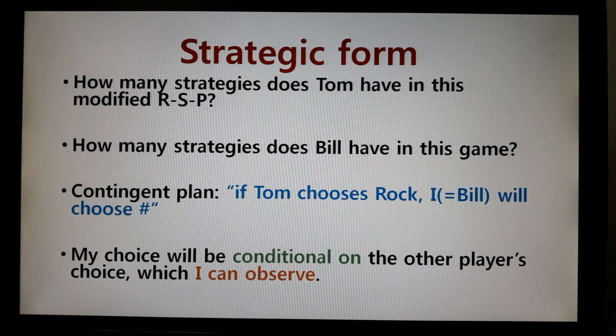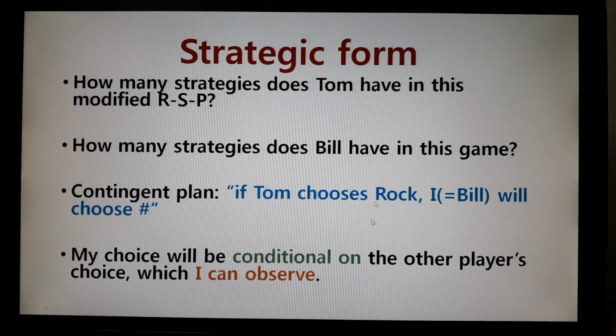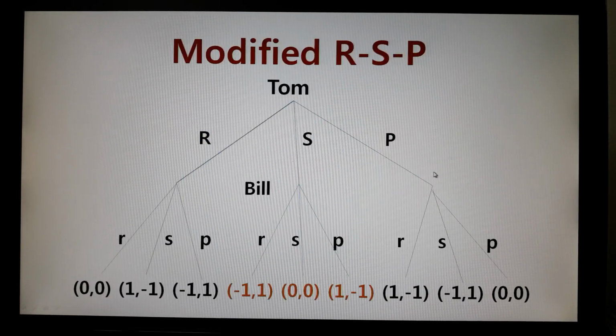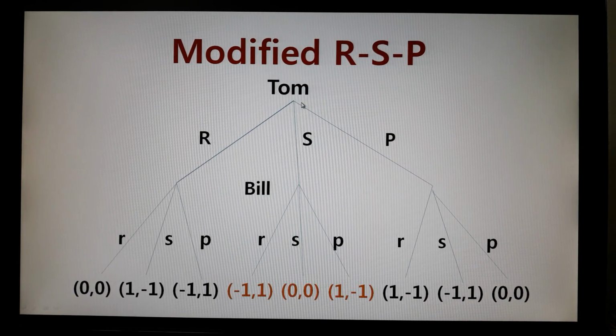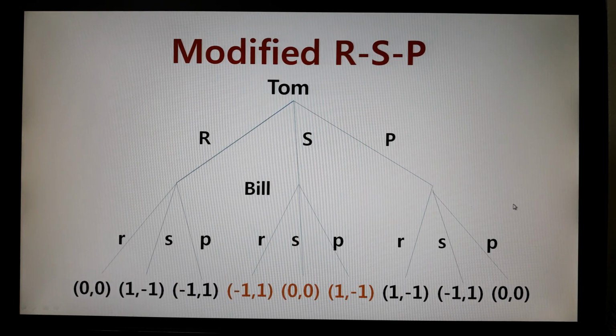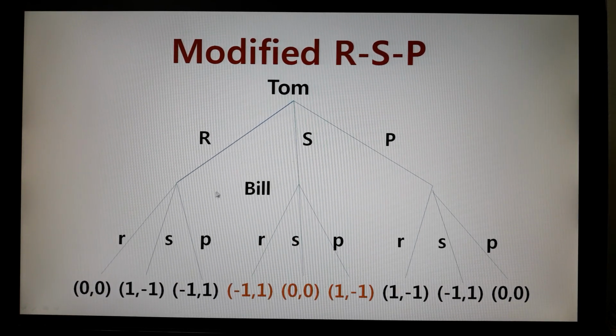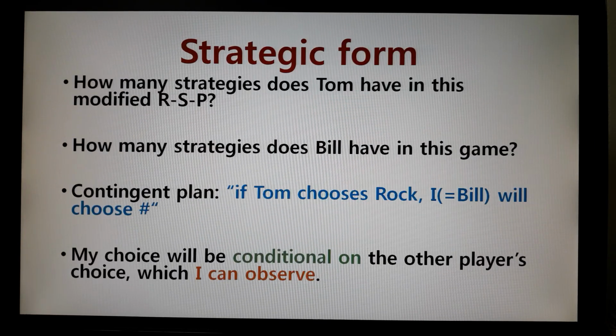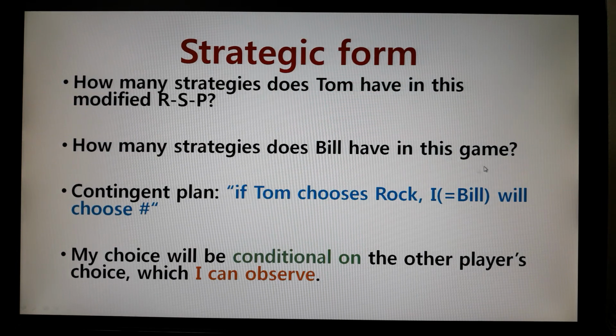The first question you should ask yourself is, how many strategies does Tom have in this modified rock, scissors, paper? Here, 1, 2, 3. What's the answer? Rock, scissors, paper. Tom has 3 strategies. What about Bill? If you answer that Bill also has 3, rock, scissors, paper, no, that's not true. Bill actually has more strategies. How many strategies does Bill have?